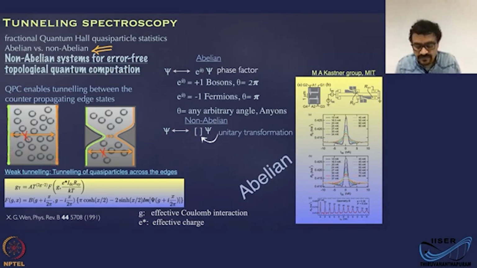So the idea here is you make a constriction and bring these edges closer, just like this. So you make a quantum point contact either by etching or by electrostatic gating or a combination of both. And you can bring these edges nearby within a distance where they can interact. Then measure what is the tunneling current between these edges. That is the idea.